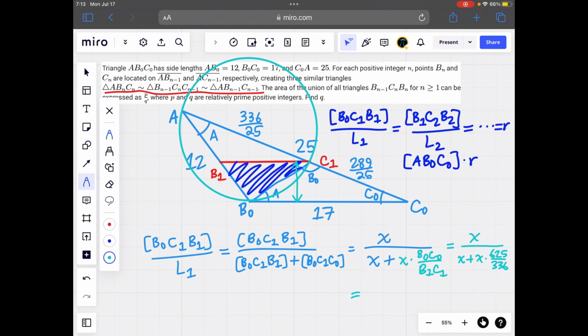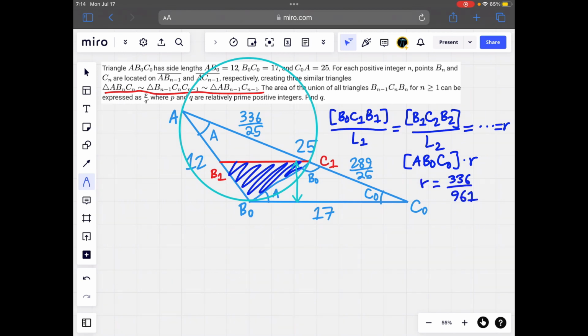And this is equal to, if you cancel the x, if you divide both numerator and denominator by x, you get 1 over 1 plus 625 over 336. And that is equal to 336 over 961. And that is equal to the area of the union U divided by the area of triangle AB0C0. So we found our R equals 336 over 961. All that's left is to multiply that ratio by the area of triangle AB0C0.